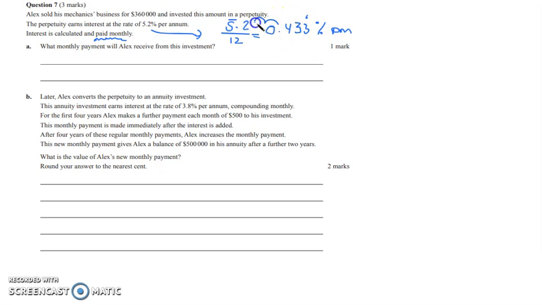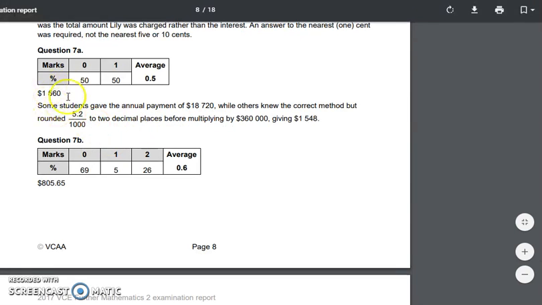If we move the decimal place 2 places back, we can turn this into a decimal, and then we can, from the notes just before, multiply our starting amount by that. So our starting amount was $360,000 multiplied by our percentage per month as a decimal, and this would give us $1,560. So that's the monthly payment Alex will receive from his investment. Have a look, 1,560. That was 50-50. Students either got it or they didn't.